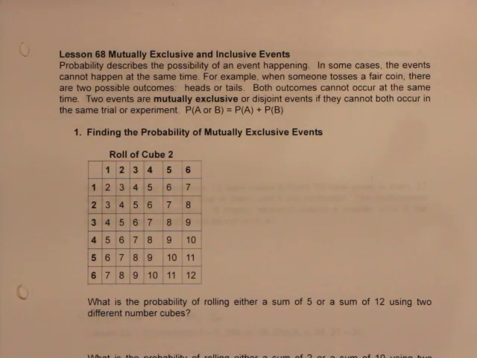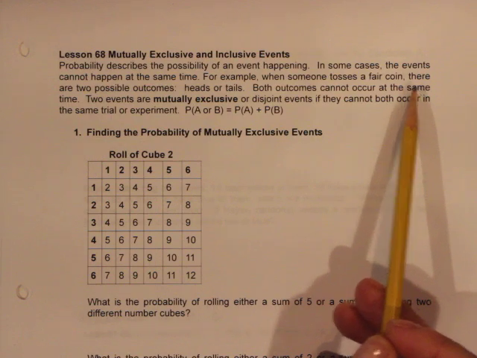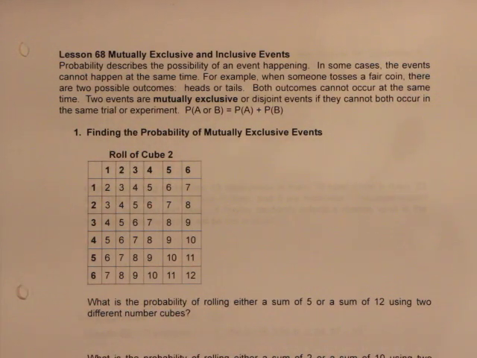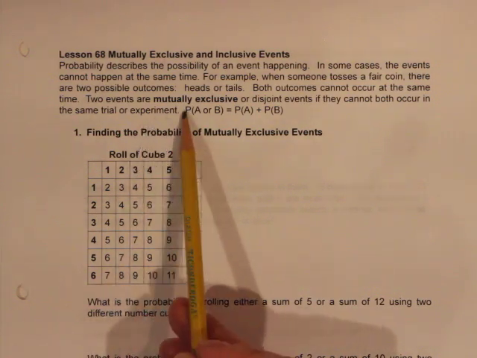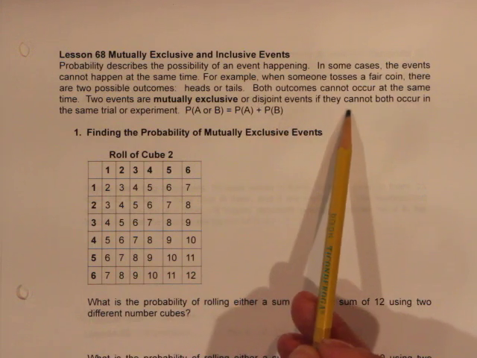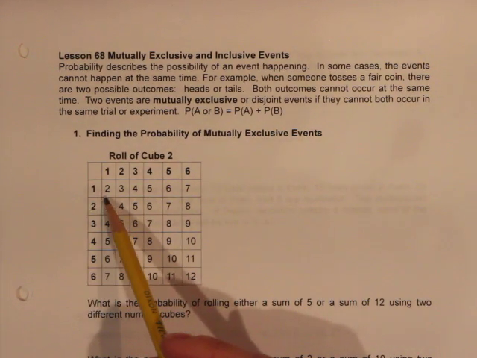Okay, time to get started with lesson 68, where we're going to be considering probabilities, specifically probabilities of mutually exclusive and inclusive events. Okay, we already know that probability describes the possibility of an event happening. In some cases, the events cannot happen at the same time. For example, when someone tosses a fair coin, there are two possible outcomes, heads or tails. Both outcomes cannot occur at the same time. Two events are mutually exclusive or disjoint events if they cannot both occur in the same trial or experiment.